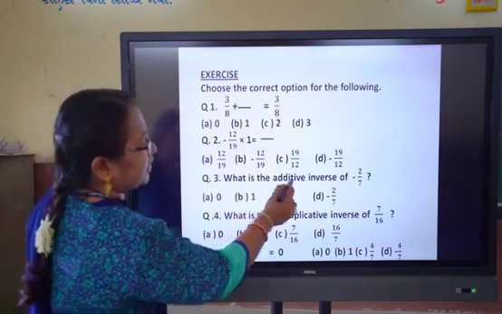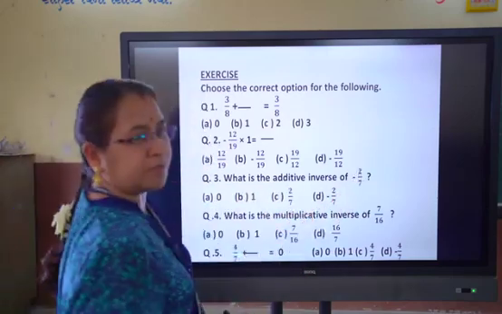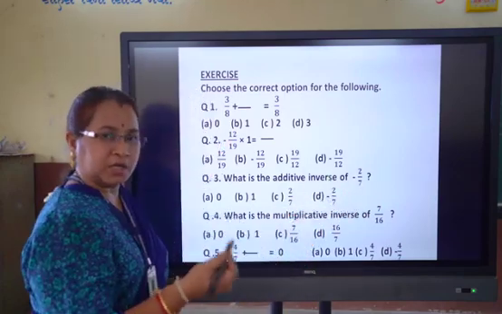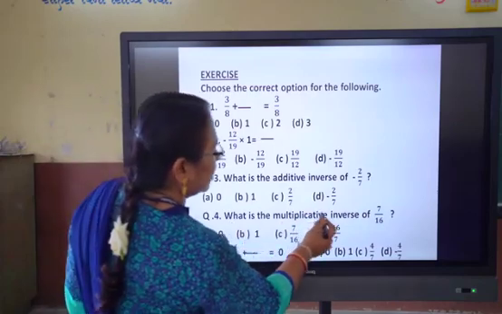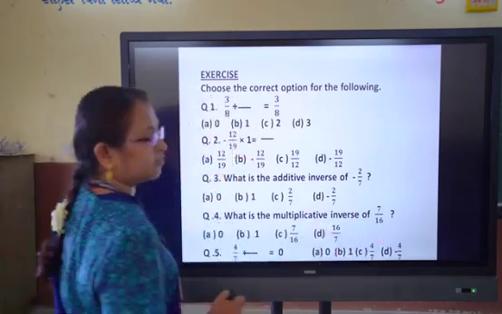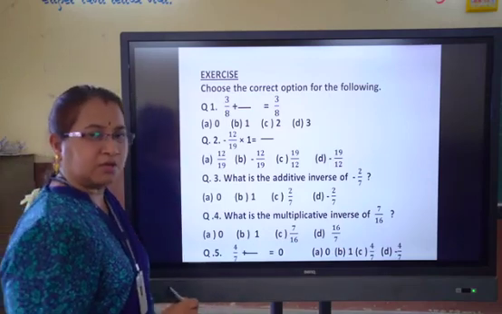Then the third one is, what is the additive inverse of minus 2 upon 7? That means what is to be added with minus 2 upon 7 so that you will get 0. Then what is the multiplicative inverse of 7 upon 16? That means what is to be multiplied with 7 upon 16 so that you will get your answer 1.